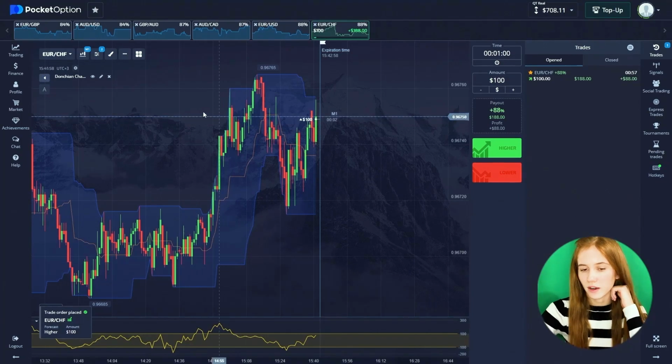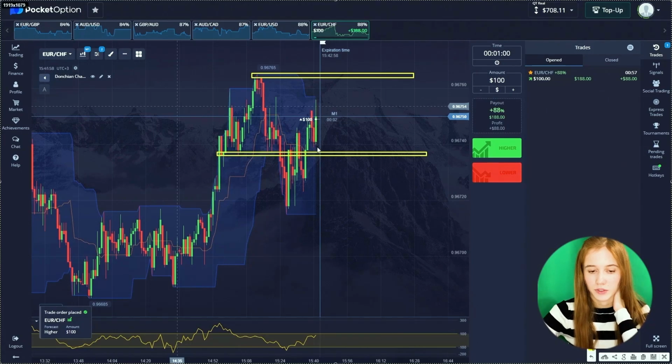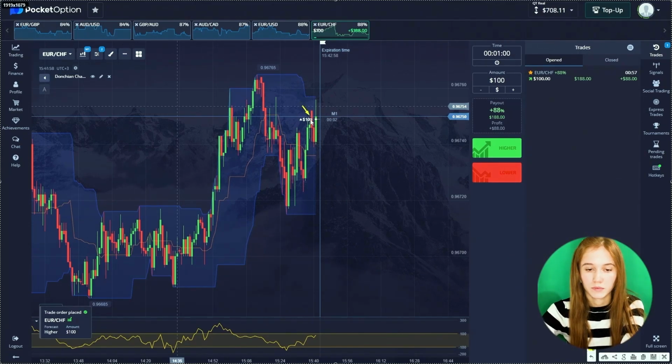It was our sixth concept, I think. Resistance and support areas highlighted. There was a pullback earlier. 2 candles, I think it will be growth. We opened in the middle of the candle. We'll still have a rise.